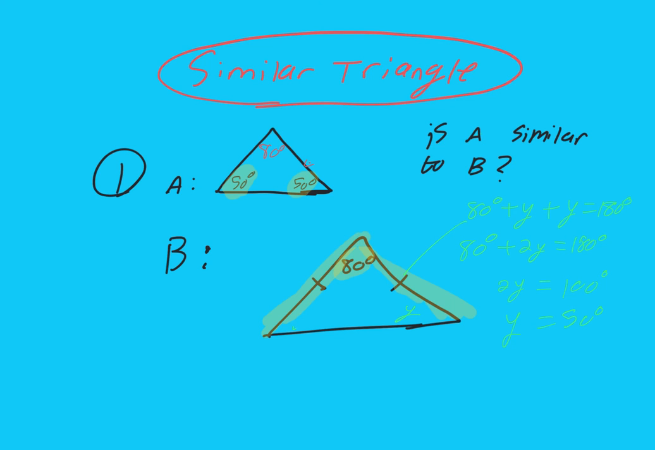Okay, so now we've got that this is going to be 50, and this is going to be 50. And now we can see that all of the angles in the triangles are equal, so these two triangles are similar. So we can say here, yes, they are.